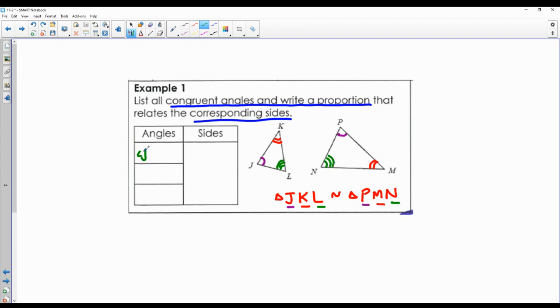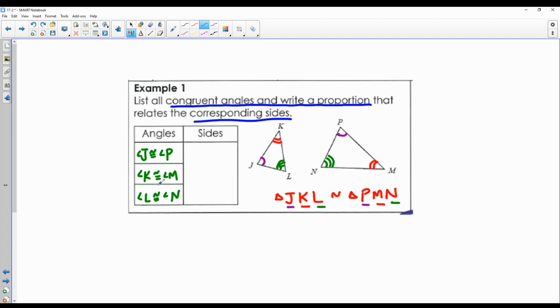The angle J is congruent to angle P. Angle K, sorry, 2 is congruent to angle M. And then angle L is congruent to angle N. Okay, so just write those down. We drew them on the picture, but they want you to write them out.